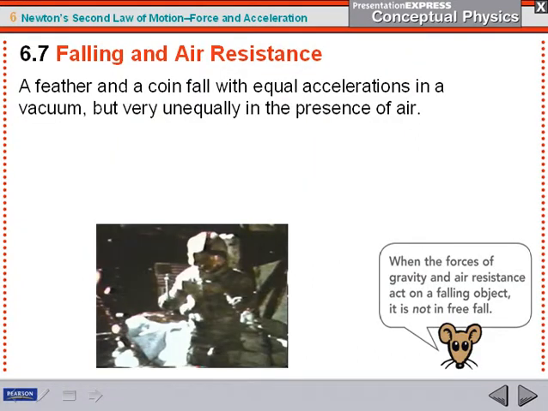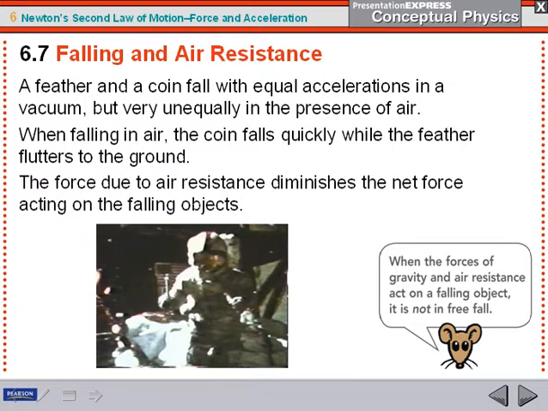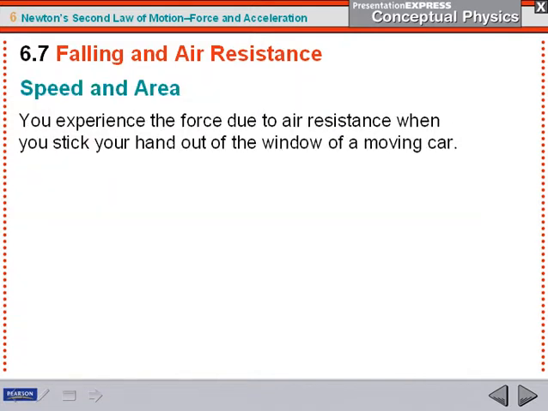So we already know this, that a feather and a coin fall with equal accelerations in a vacuum, but very unequally in the presence of air. The coin is going to fall quicker, while the feather will flutter to the ground. And this is due to the air resistance on each of them. The air resistance on the feather is a lot larger than the air resistance on the coin.